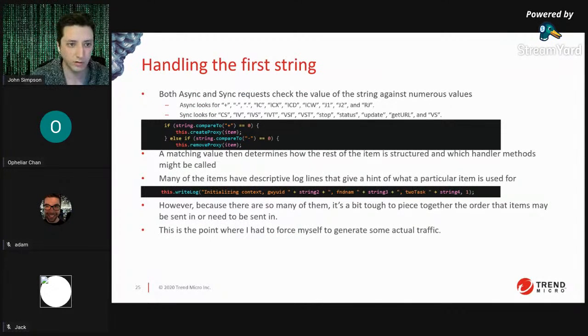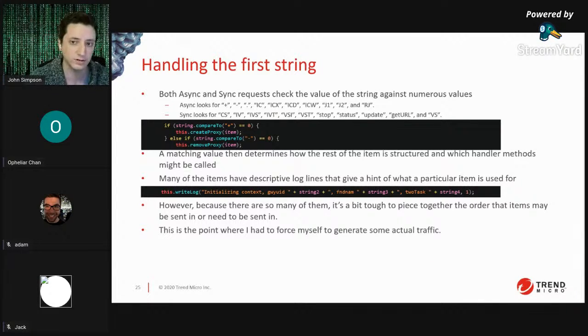So handling the very first string. After we've read that first sub item, we've gotten that first value. Both async and sync requests check that value against a whole host of different values. There's basically just this long if-else statement that goes through and checks against all of these strings. So like plus, minus, period, IC, ICX, blah, blah, blah. Sync, similar, CS, IV, IVS, IVT, etc.